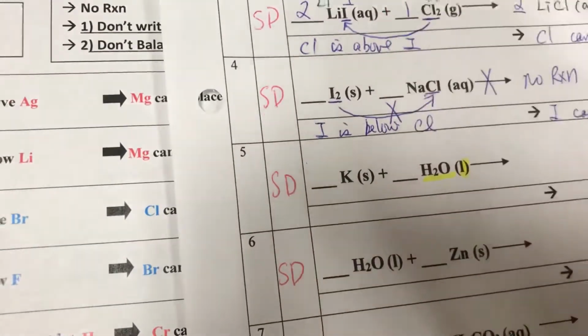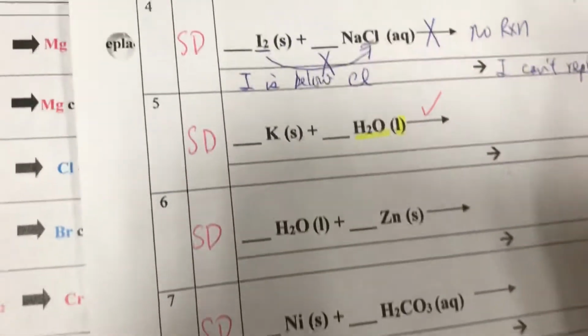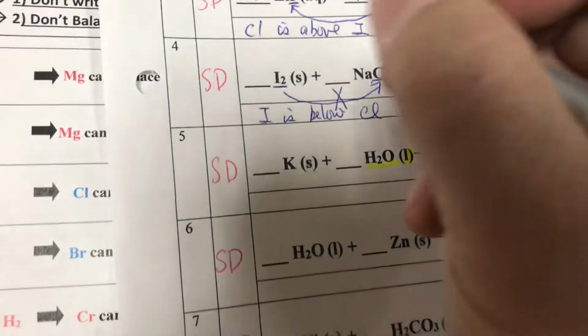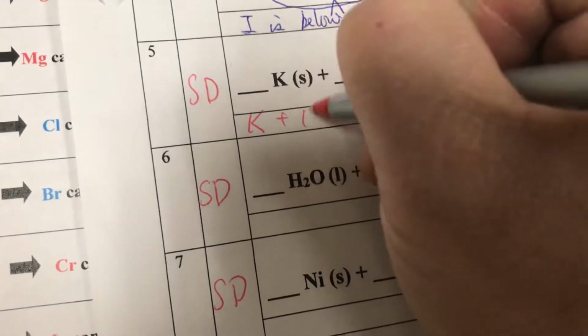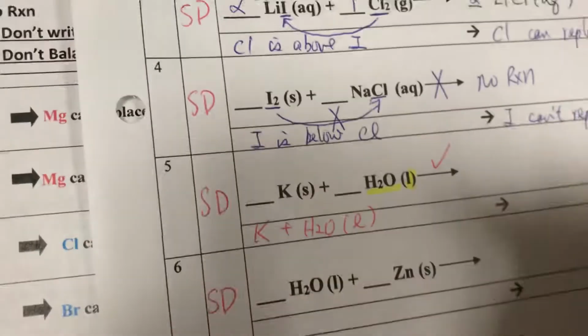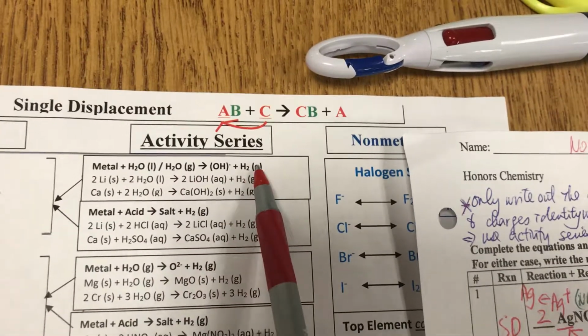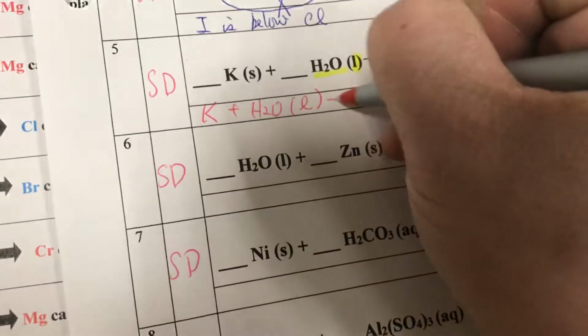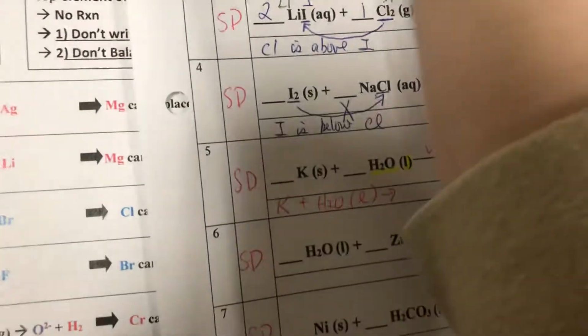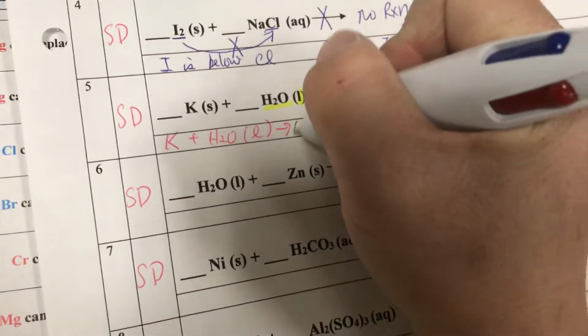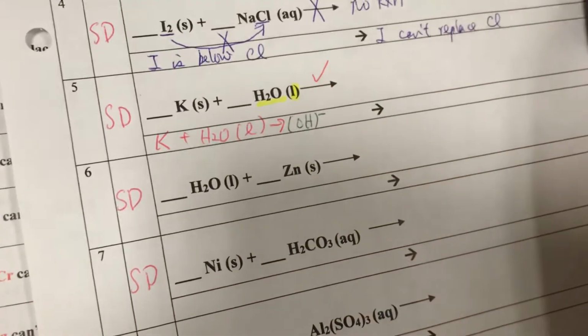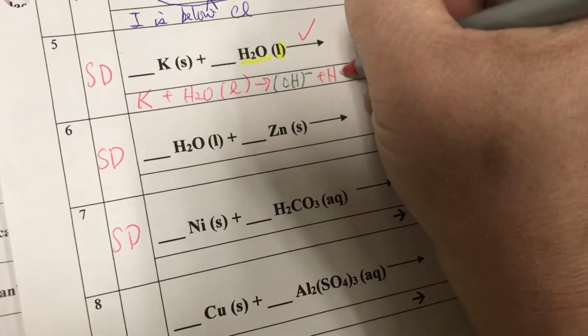So we're going to write, because we have the reaction, we do have a reaction. Okay, so we're going to write K plus H2O liquid, I just copy, to form hydroxide plus H2 gas. Now hydroxide here, I'm going to use the green color. Hydroxide, and then H2 gas.